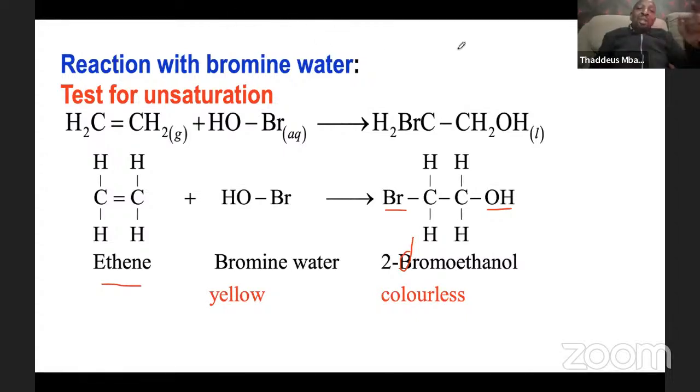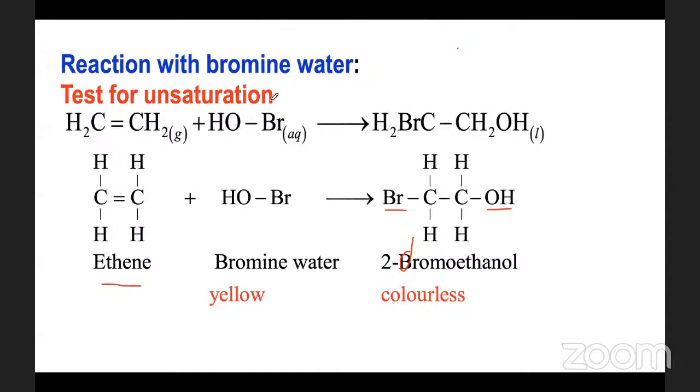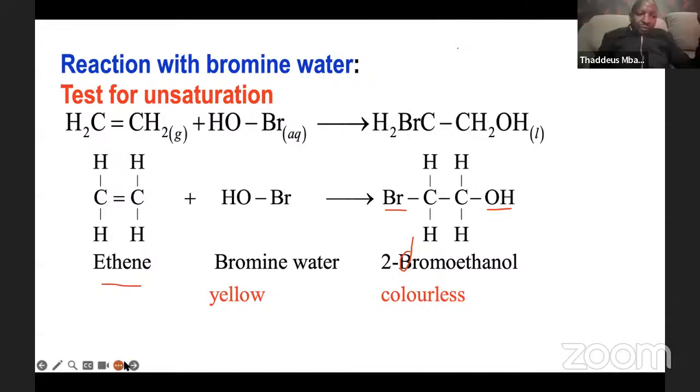Now I have given you two ways to differentiate ethene and ethane. First of all, you can burn. Ethene will burn with a yellow sooty flame. Ethane will burn with a blue flame. You can also use bromine water. Ethane will not decolorize yellow bromine water. Ethene will decolorize yellow bromine water. Have you understood? Yes.